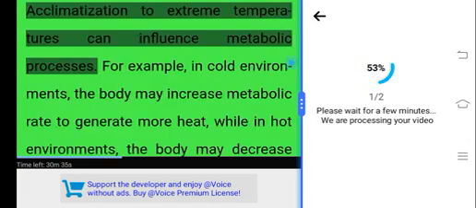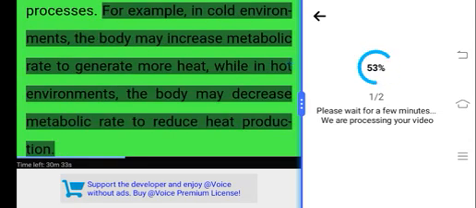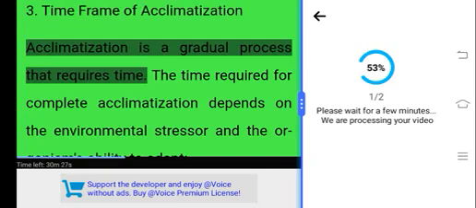D. Metabolic changes. Acclimatization to extreme temperatures can influence metabolic processes. For example, in cold environments, the body may increase metabolic rate to generate more heat, while in hot environments, the body may decrease metabolic rate to reduce heat production. 3. Time frame of acclimatization. Acclimatization is a gradual process that requires time.